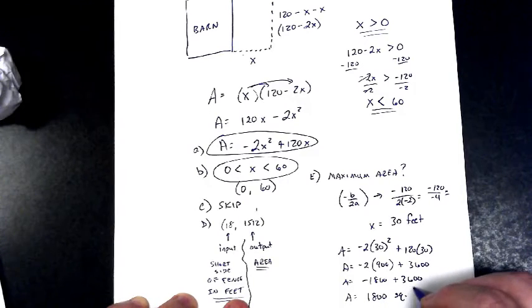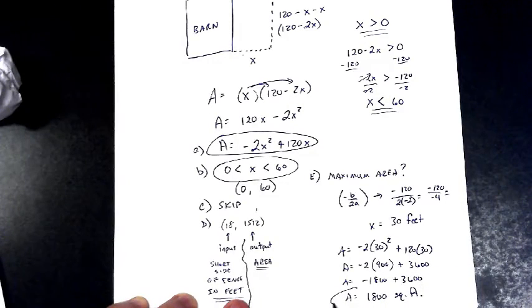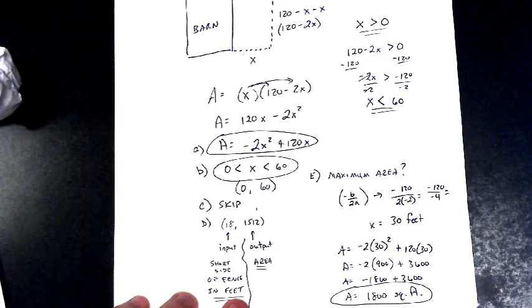And your maximum area will have an enclosure of 1,800 square feet. And this will conclude example number 1.